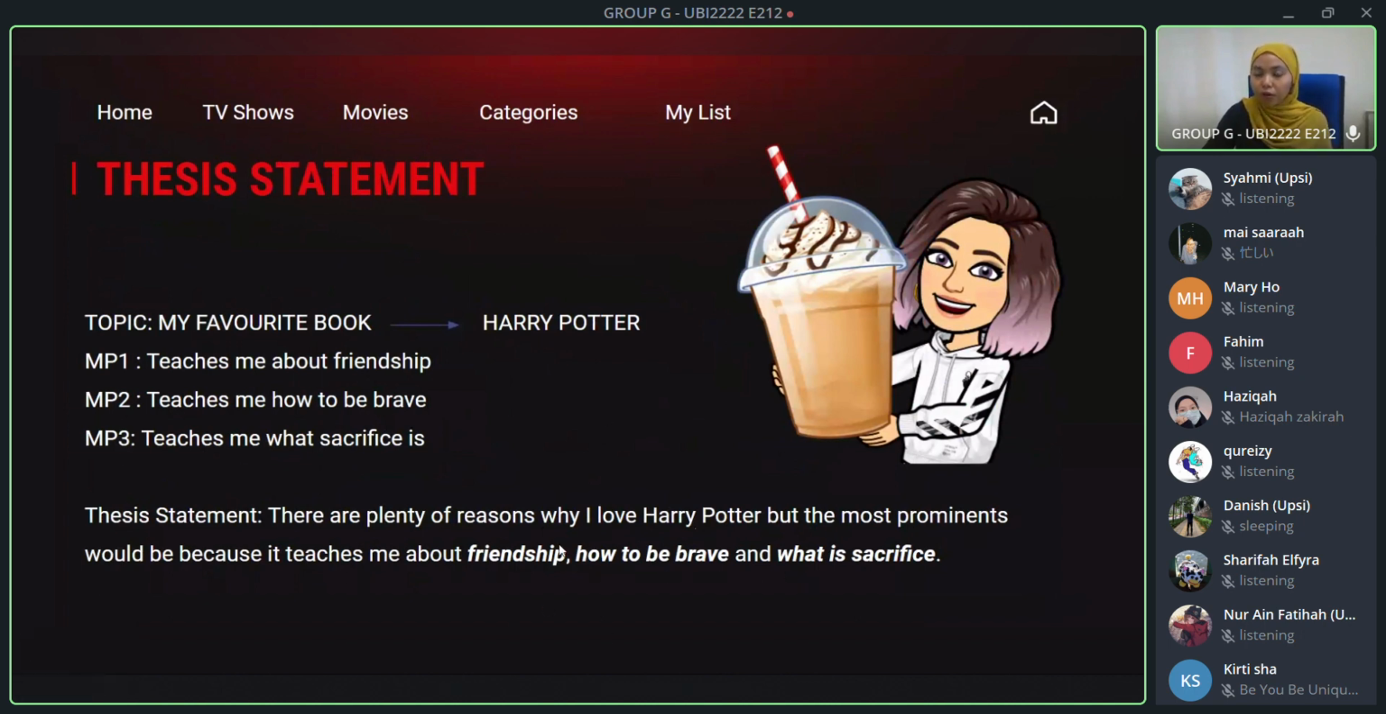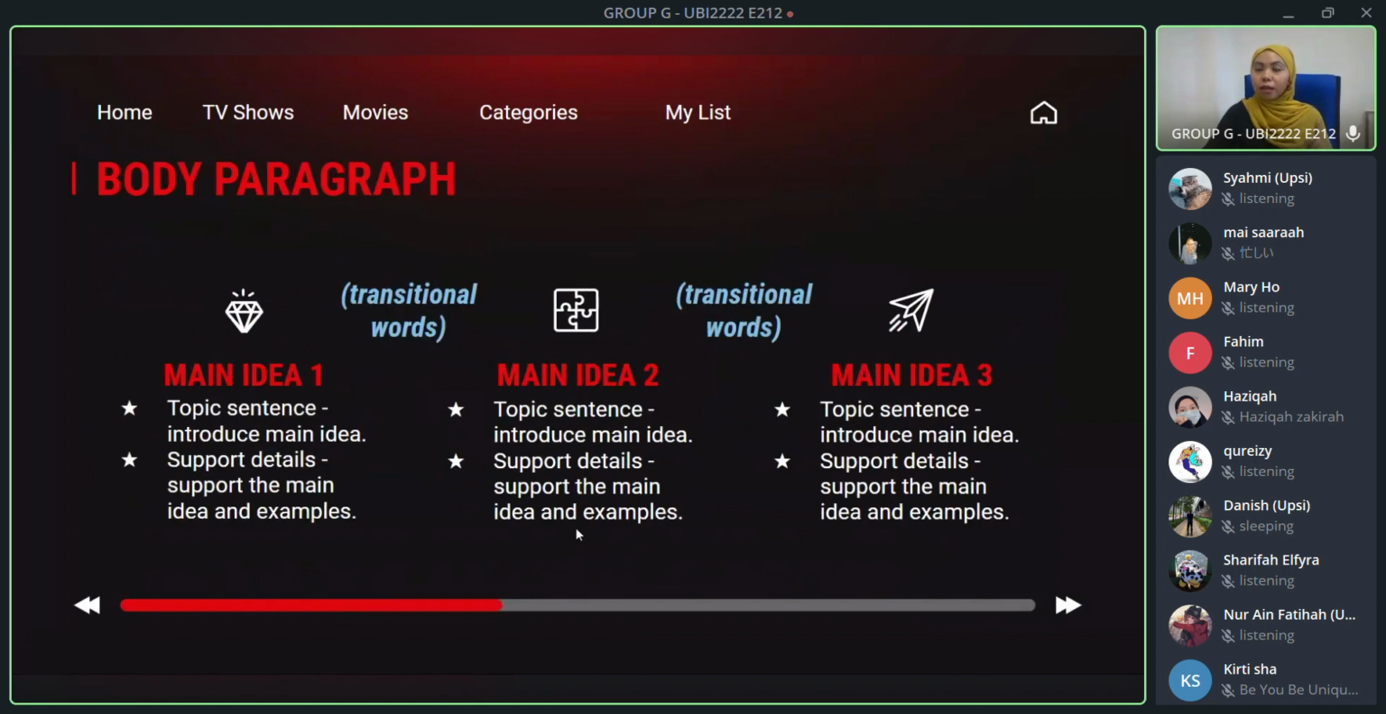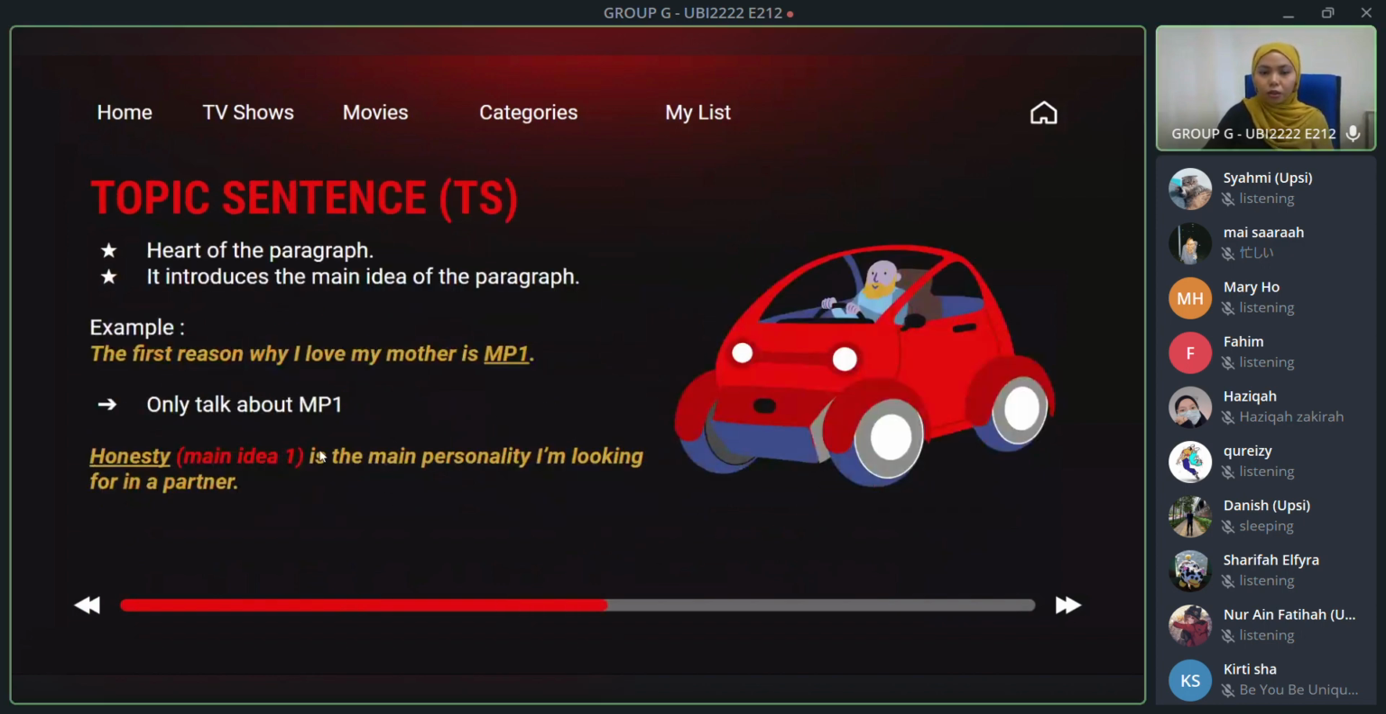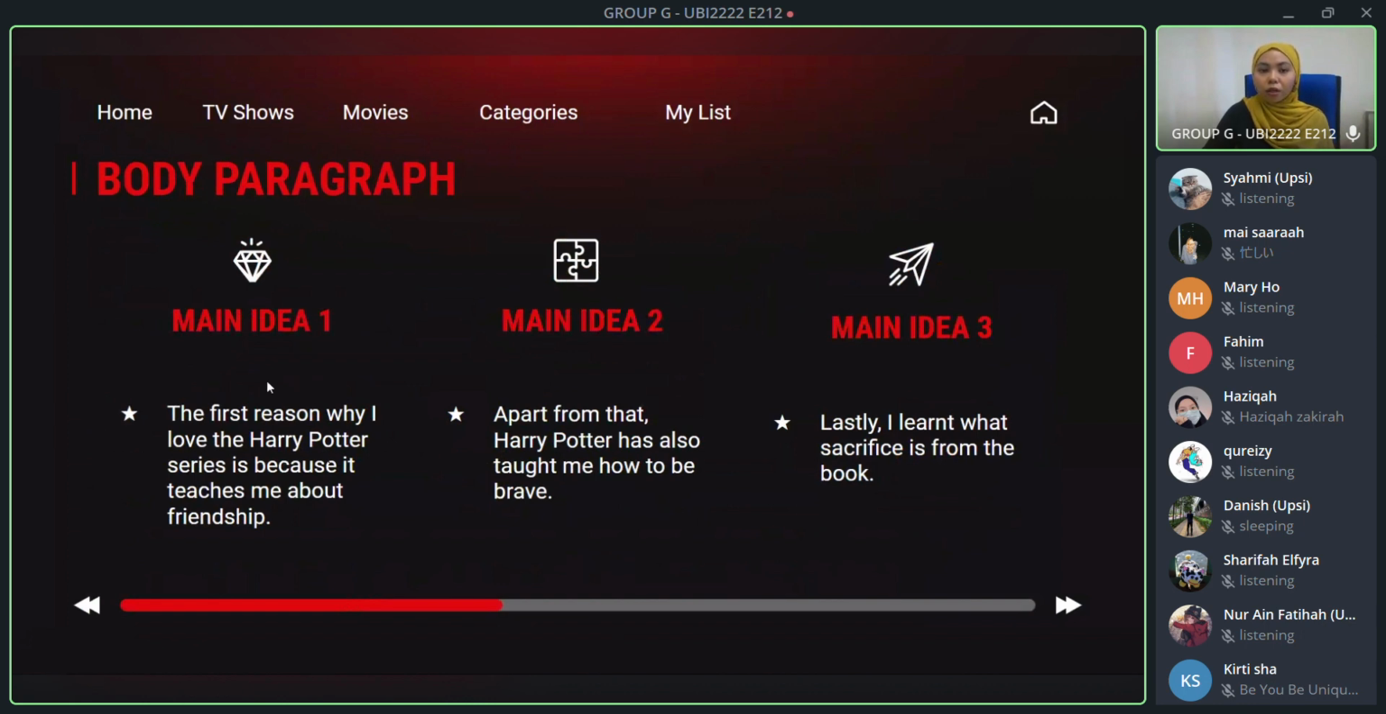This is the introductory paragraph. Now, when you want to start the second paragraph, you have the introduction here, main idea 1, main idea 2, main idea 3, and then the conclusion at the end. So once you have talked about the thesis statement, you introduce the first main idea. The first reason why I love the Harry Potter series is because it teaches me about friendship. And then continue talking about friendship. What is it about friendship? Ron, Hermione, and so on. Okay, full stop. Basically everything is about this particular main idea.